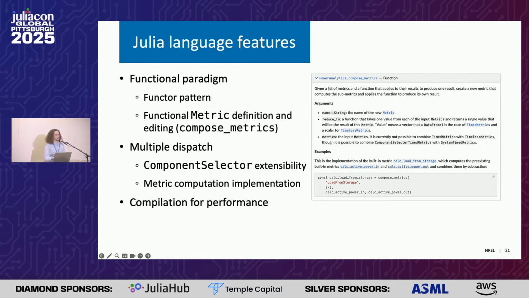Lots of multiple dispatch, of course, behind the scenes. That's how the component selector extensibility is working. There's lots of subtypes of that under the hood, but the user completely doesn't need to know about any of that. That's how the metric computation works under the hood as well. And of course, the compilation for performance, being able to run arbitrary code in each of these analytics and have it be fast due to compilation.